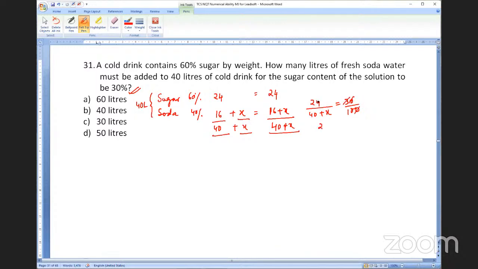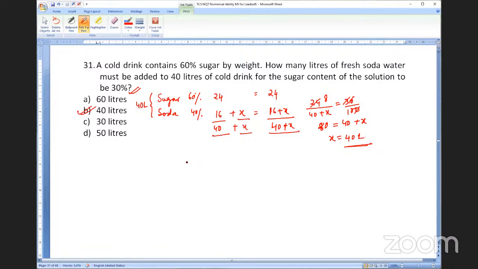Okay, so this will cancel 8. So 8 into 10, 80 is equal to 40 plus X. So X is equal to 40 liters. So we need to add 40 more liters of soda water to 40 liters of cold drink. So it becomes 80 liters, and 30% of 80 liters is 24 liters. And initially sugar was also 60% of 40, that is 24. So we need to add 40 liters to it and not 60 liters.